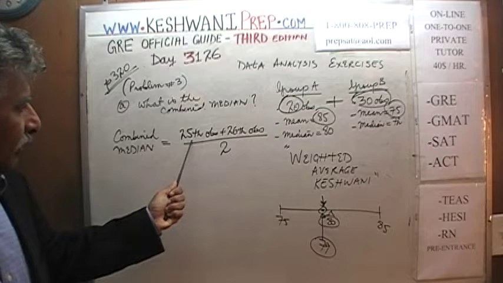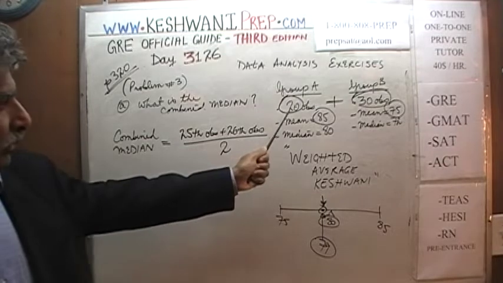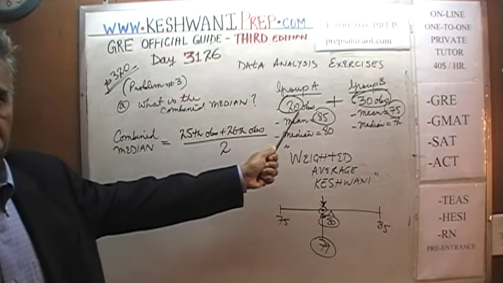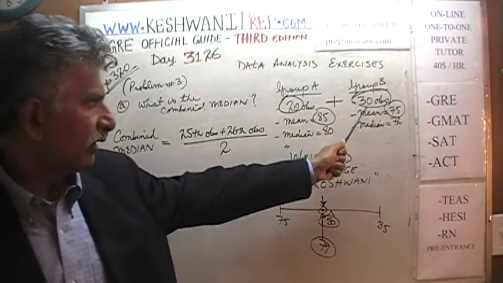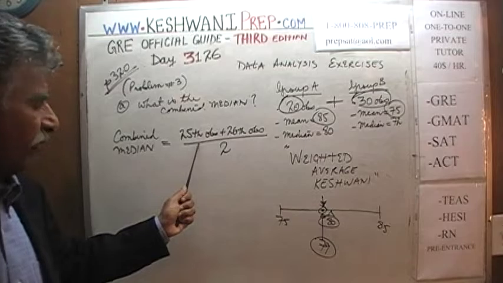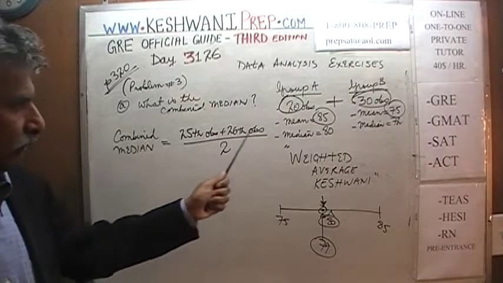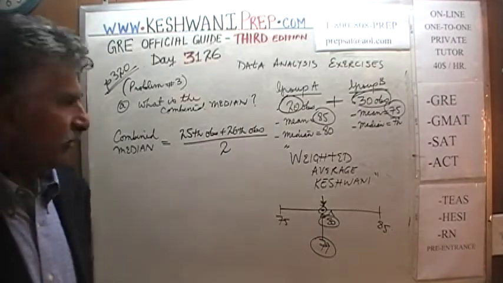The question is, what is the 25th observation? We know 20 observations are group A, which means the 25th observation is one of these observations. It doesn't matter whether it's one of this or one of this. The question is, can we figure out what the 25th observation is from what is given to us? The answer is no. We have no idea.